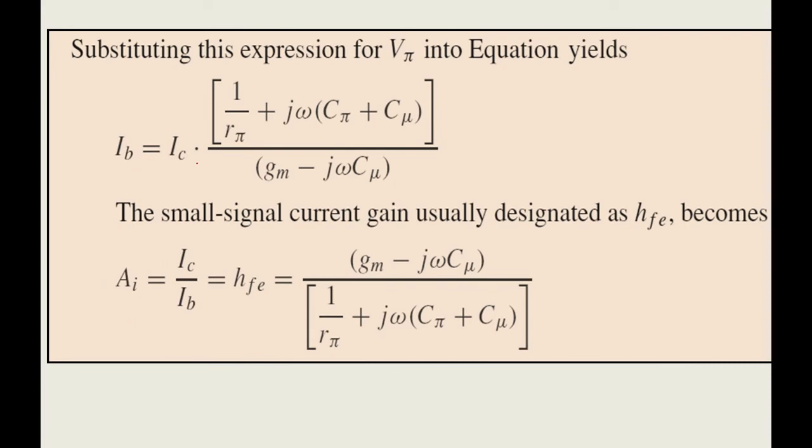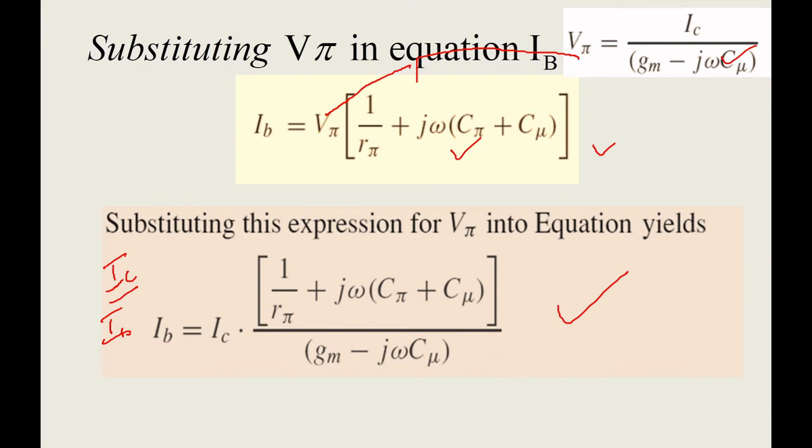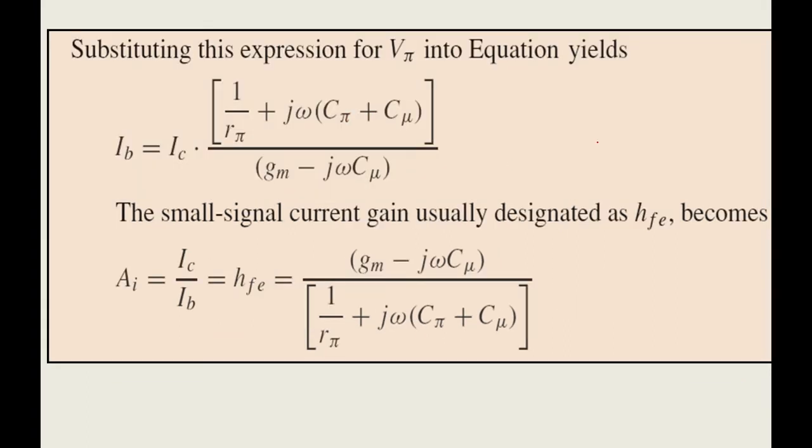So I am repeating this equation again here for your continuation. Here I have just changed IC and IB. This is our requirement, right? So IC by IB. What you will get is this goes to the numerator and this comes to the denominator. So gm minus j omega C mu divided by 1 divided by R pi plus j omega into C pi plus C mu. I hope you are clear up to this. So this is your hFE value, that is your current gain which you obtained here.